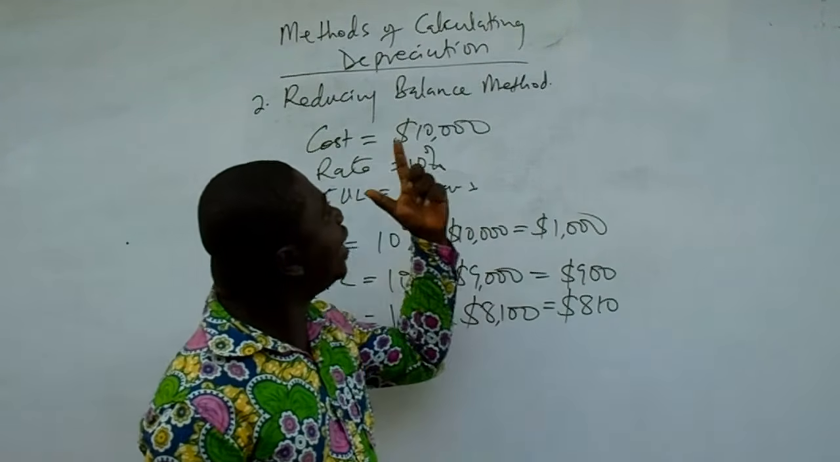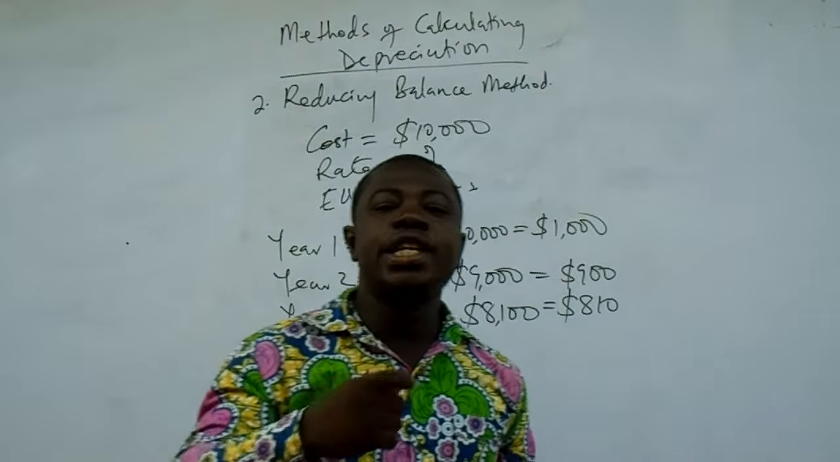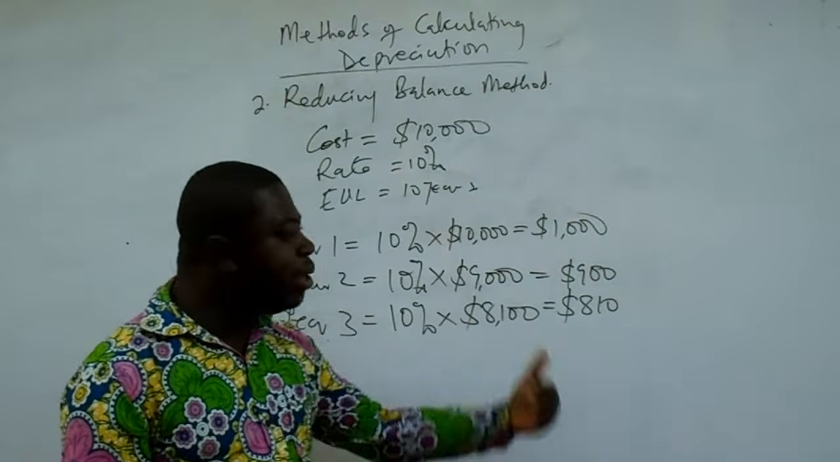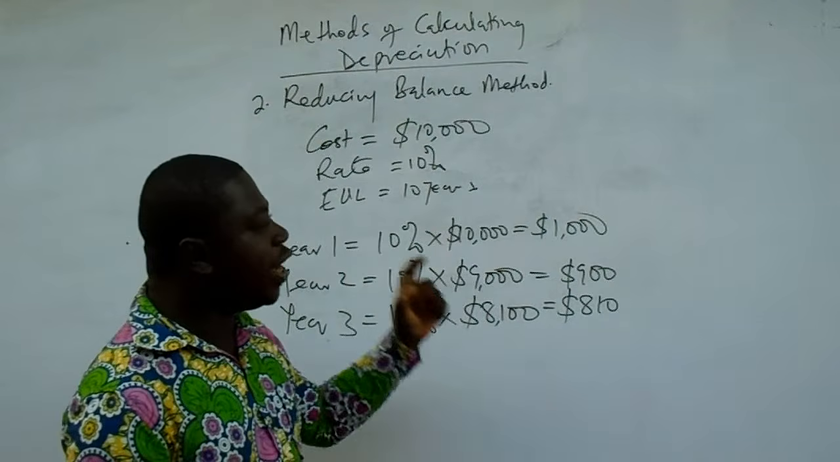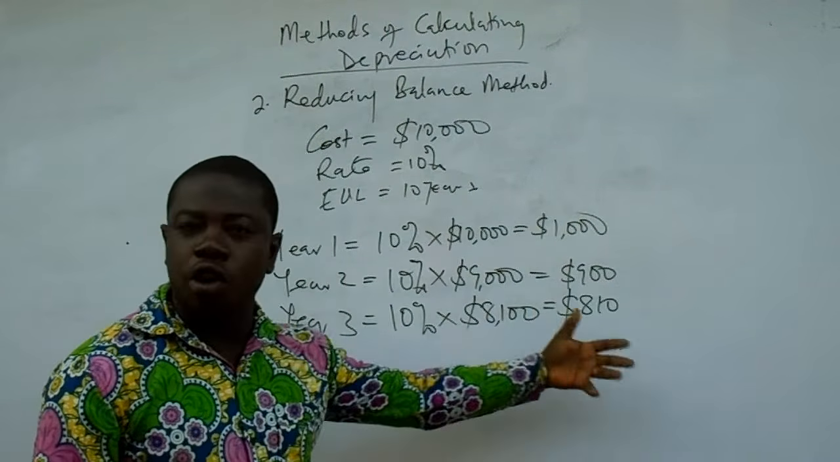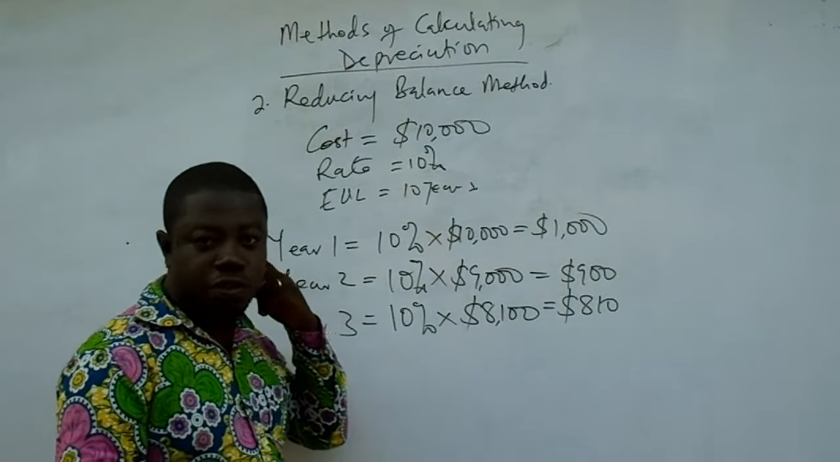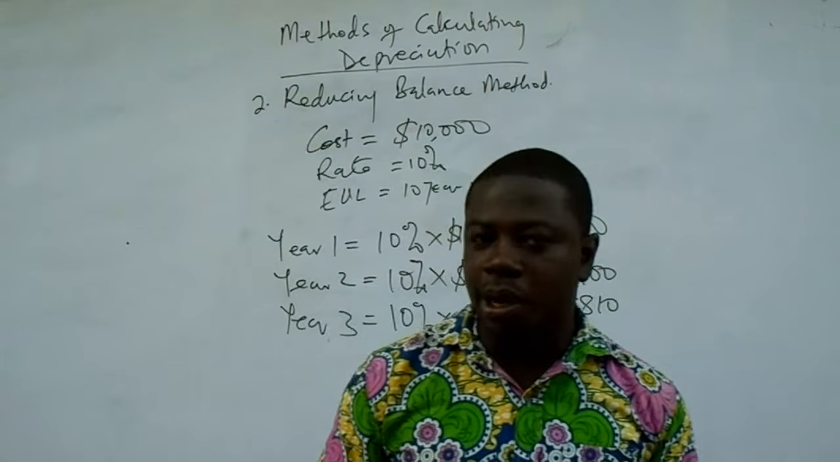And so the idea with the reducing balance method is that the asset is used extensively in the early years and then minimally in the later years. And so the depreciation charge for each year reduces as we move on the timeline of the estimated useful life. And this is what the reducing balance method is all about.